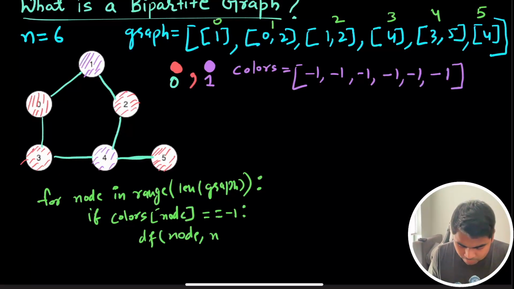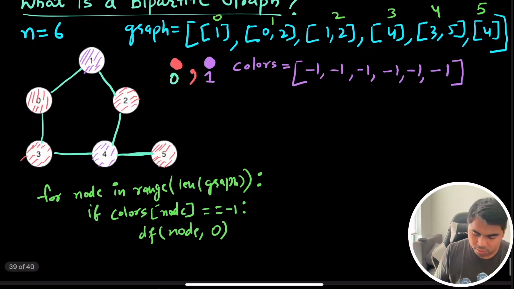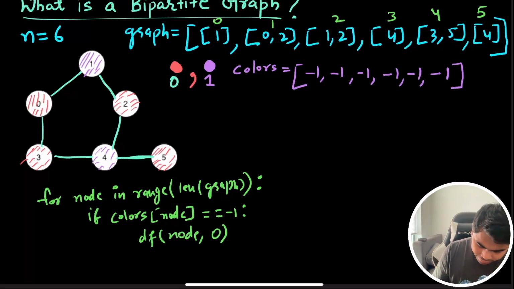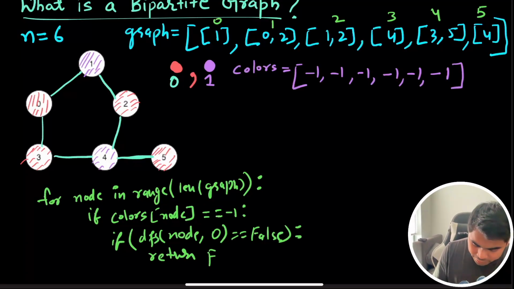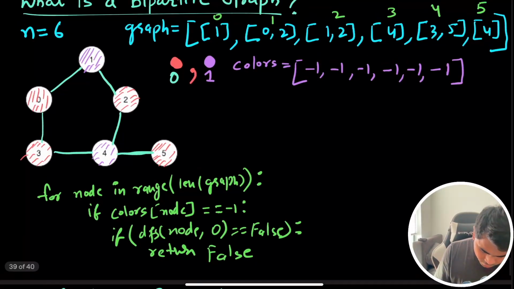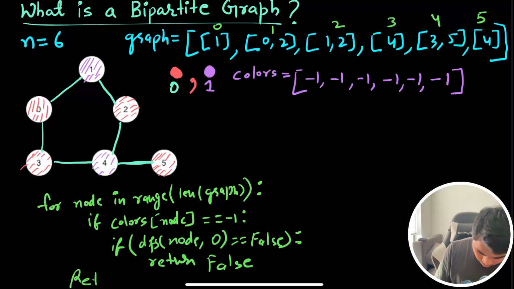So what will be the next color? Let's start with 0, because this is the first we will be calling in this graph, just one graph. And if DFS here is false, then we can return false. This is not a bipartite graph, or we return true in the end.